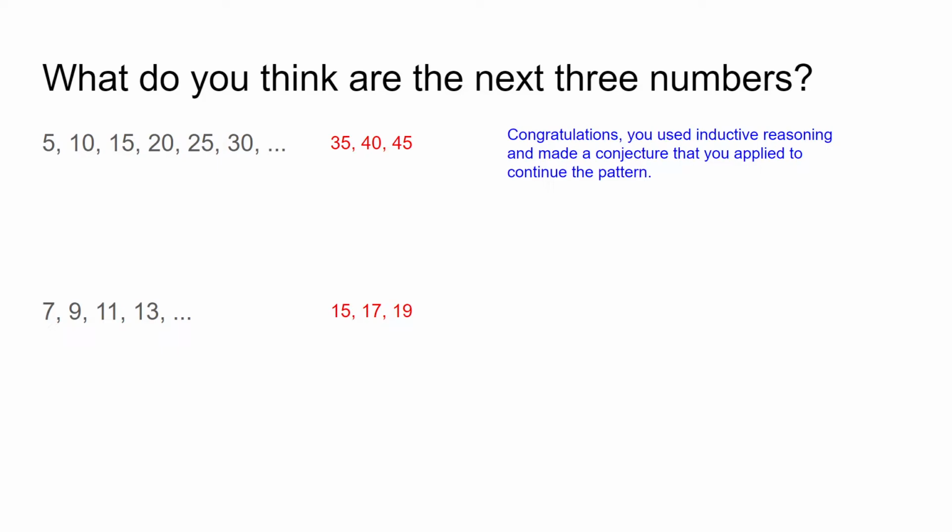And what you did, hopefully, in your brain was you looked at the numbers and said, okay, it looks like they're going by 2. So every single time, from 7 to 9, you add 2 to get to 9. 9 plus 2, you get 11. 11 plus 2, you get 13. So the next one would be 13 plus 2, 15. 15 plus 2, 17. 17 plus 2, 19. Just like up here, these went by 5s, so you added 5, added 5, added 5. So you keep on adding 5.